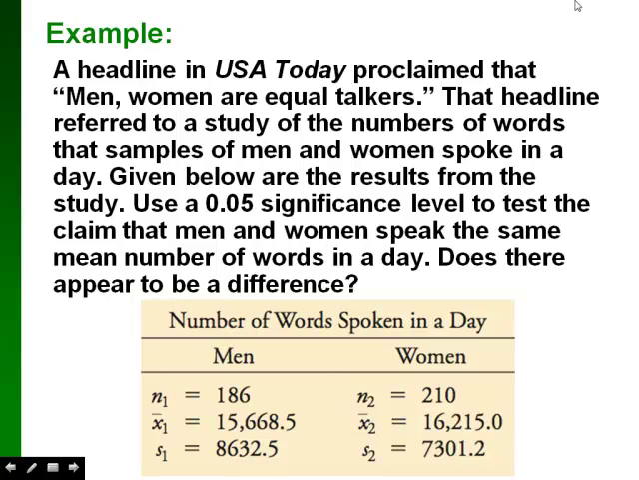So here's our sample data. And again, our two samples were selected independently. So we had one sample of men. The sample size for that was 186. And we have the sample mean and the sample standard deviation for how many words they spoke in a day. And the second sample was women. There were 210 subjects in that sample, and here's the mean and the standard deviation for that sample.